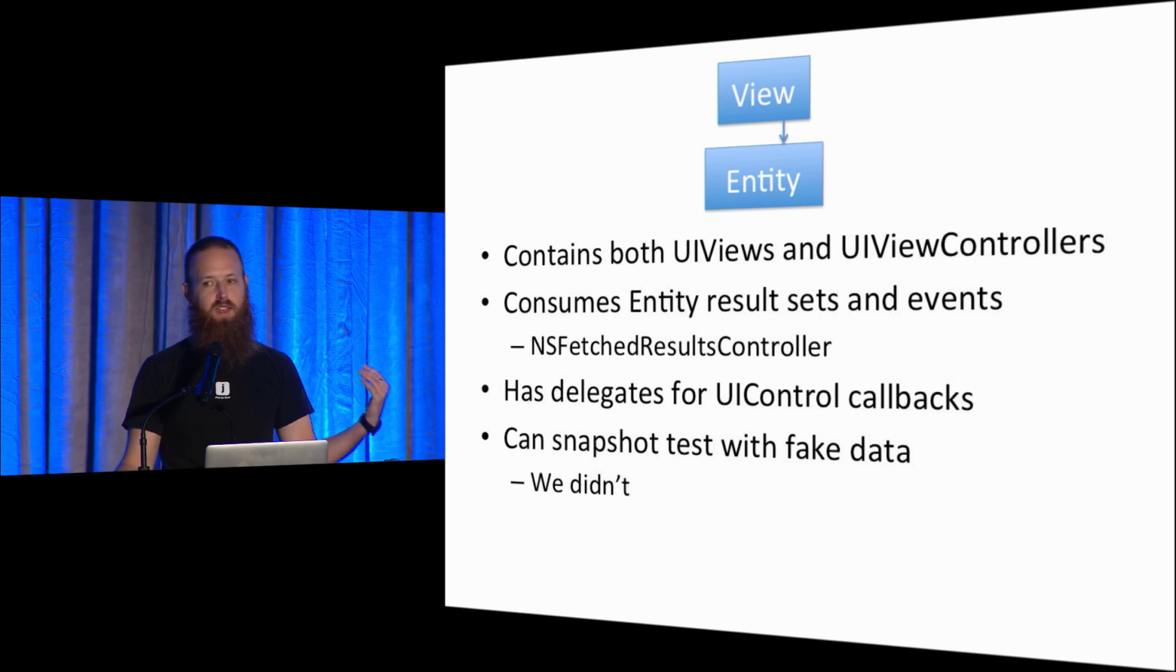So for any given view controller within our system, we have a delegate that corresponds to all of the interactions that the user might do, that the user pulled to refresh the inbox, that the user tapped a button, etc. And because we don't have any dependencies on our real data, we can use fake data and create snapshot tests with this fake data. Our UIs were changing so frequently that we didn't feel it was prudent to do that. It would just require too much constantly updating the app.